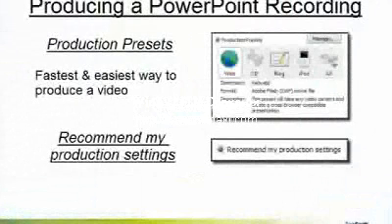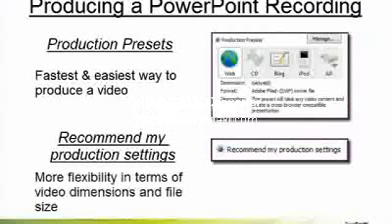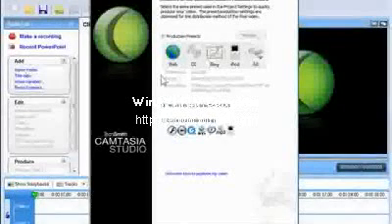Production presets are the fastest and easiest way to produce a video, while Recommend My Production Settings gives you a little bit more flexibility in terms of video dimensions and file size. At any time, you can utilize the table of contents at the left to jump directly to the production process you want to learn more about. Let's first take a look at the Production Presets option.